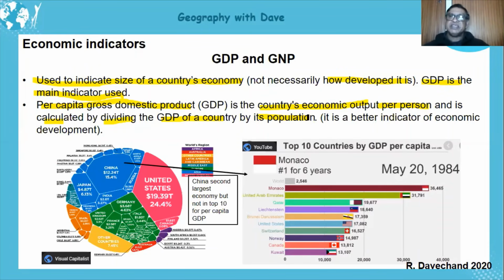Okay, it's not the best, but it gives you a better idea of how developed we are, the quality of life that people are living. So it's actually a better indicator of economic development. All right, I want to show you an example here. Let's take China.